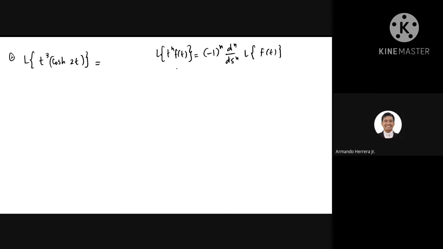So another example. What if I wish to find the Laplace transform of t cubed hyperbolic cosine of 2t? So we wish to find the Laplace transform of t cube hyperbolic cosine of 2t. So first, we are to use negative 1 to the n and the derivative with respect to s of the Laplace transform of the given f of t. That is for the Laplace transform of t to the n f of t. So let us identify what our f of t is. Our f of t here is hyperbolic cosine of 2t.